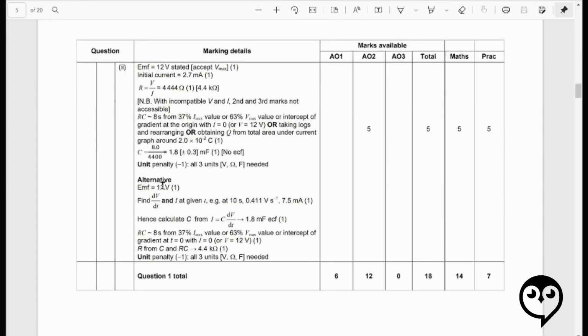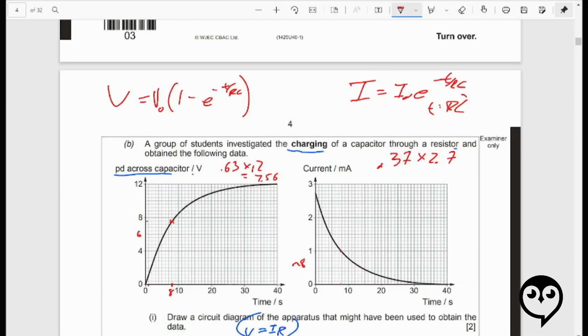Alternative, EMF is 12. We've done that. Find dV/dt and I at given time. Okay, yeah. At a given time. So let's say at the 10-second mark, find out what the current is and find out the rate of change of voltage. Okay, why are we doing that?